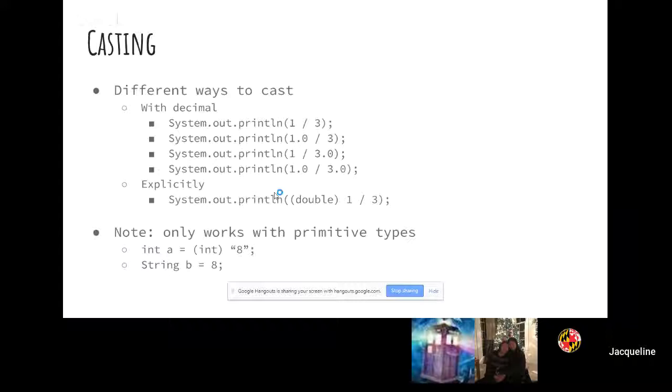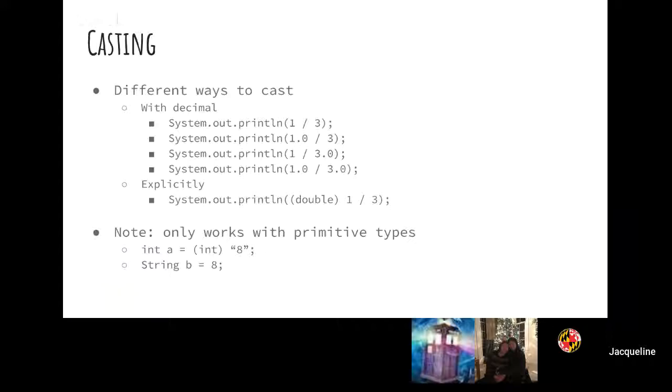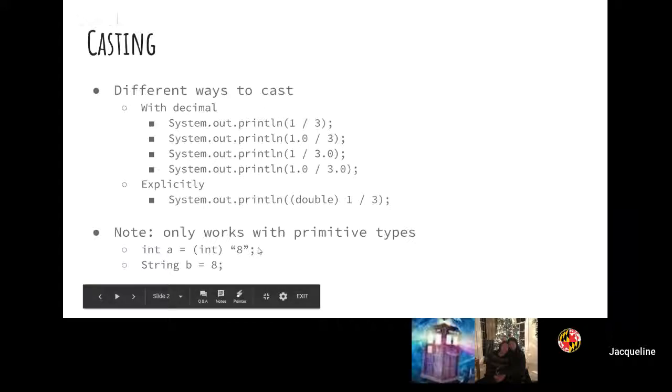Another important thing to note here is that casting for integers and doubles only works on things of the same type. So primitives can only be cast with primitives, and objects can only be casted with objects. For example, because a string is not a primitive, but rather an object, int a equals (int) "8" would not work. And this is because even though 8 is a valid integer, there really could be anything inside those quotation marks, and the compiler doesn't necessarily know that. So that direct casting method right here would not work.